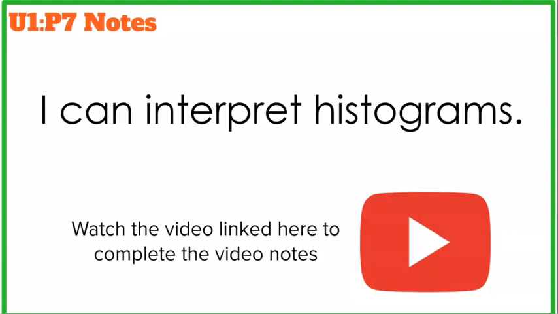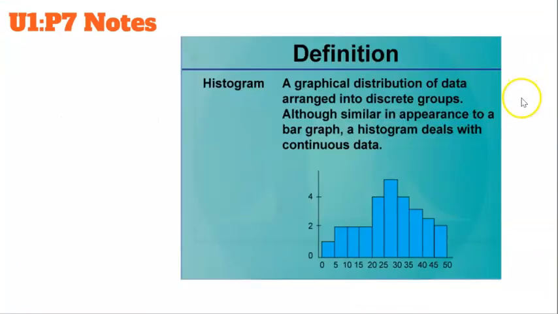Unit 1, Part 7, I can interpret histograms. So we're going to talk about a final way of representing data, which is called a histogram. A histogram is a graphical distribution of data arranged into discrete groups. Although similar in appearance to a bar graph, a histogram deals with continuous data.